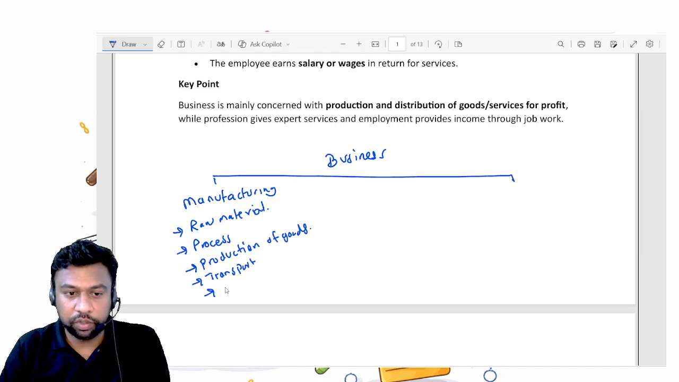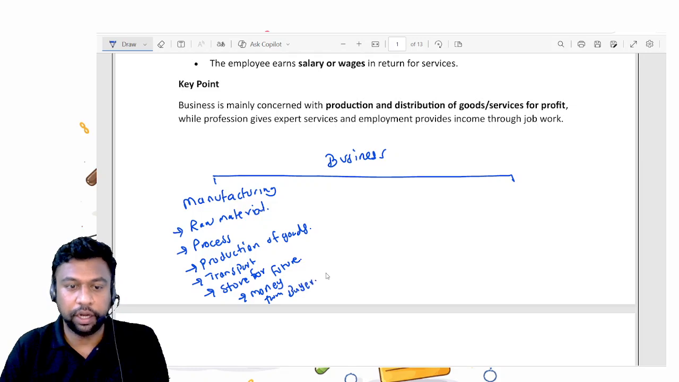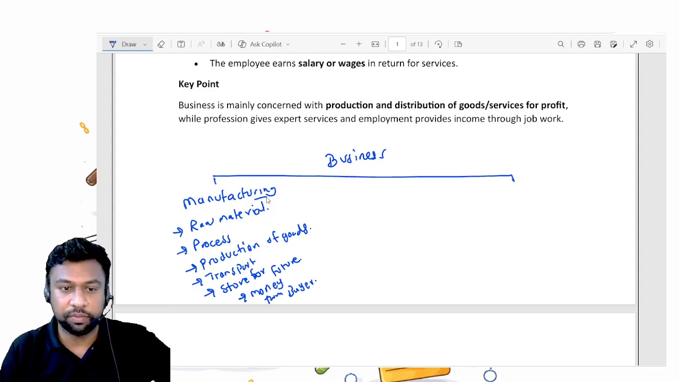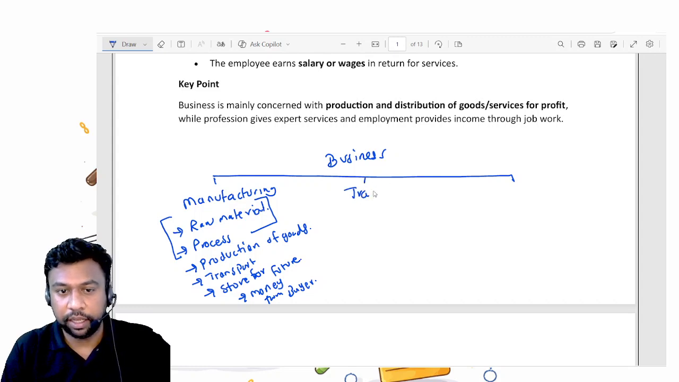The balance goods you will store for the future, right? And you will collect money from the buyer after delivery, right? This is your manufacturing. So in manufacturing, these two are additional steps: you convert raw material to product. Okay, the second type is trading.